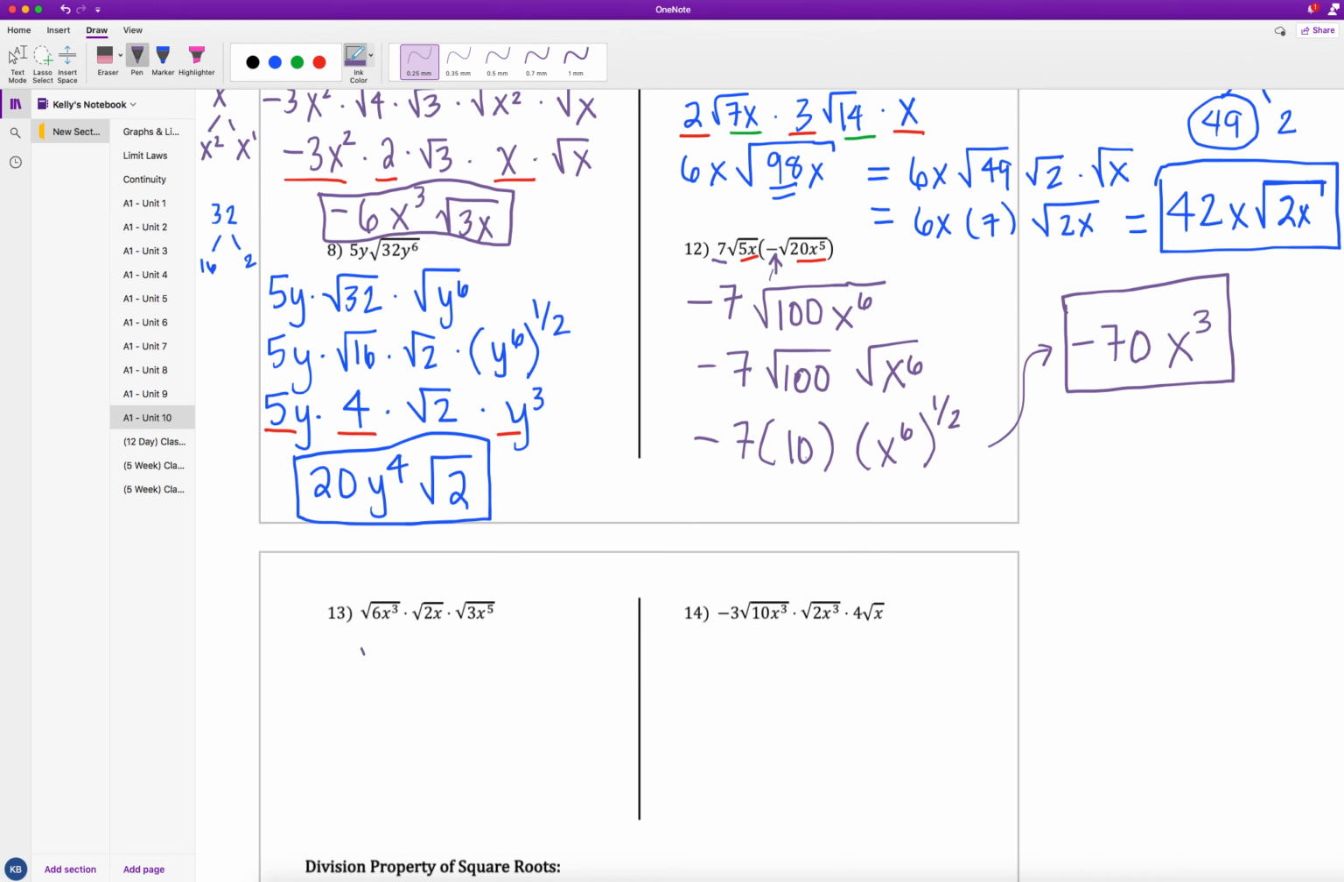So right off the bat, I'm going to multiply everything and put it all underneath one radical. So I have 6 times 2 times 3, so I'll end up with a 36 then. And then an x to the 3rd, an x, and an x to the 5th.